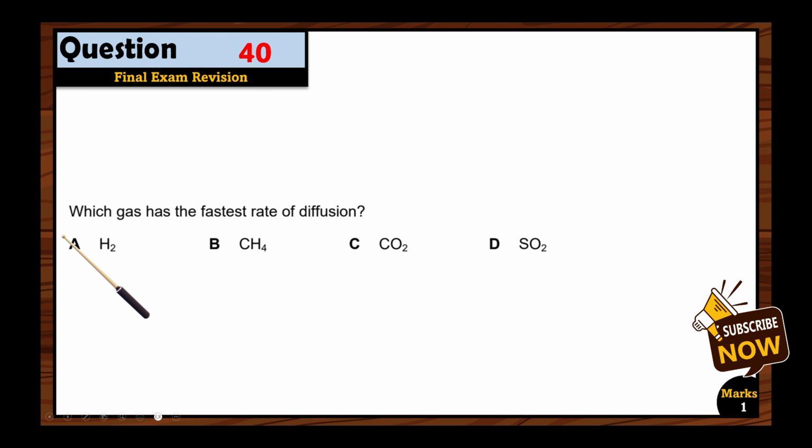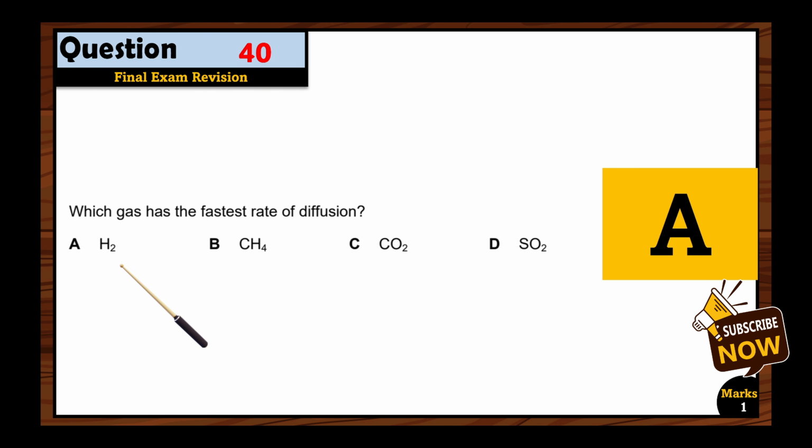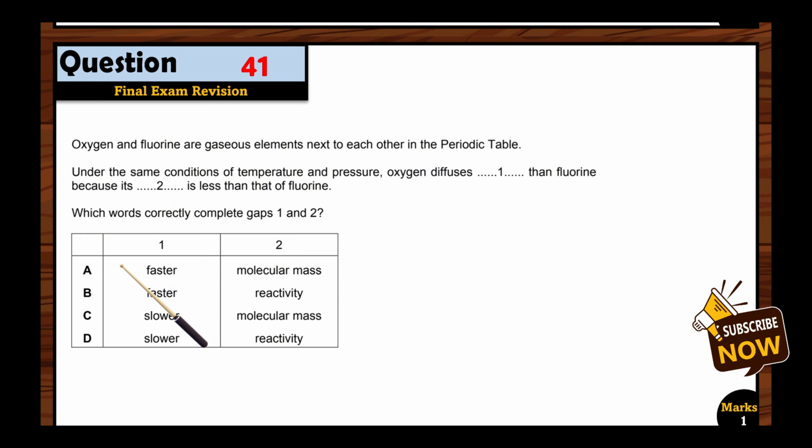Now let's see another question about diffusion. Which gas has the fastest rate of diffusion? These are now different. Okay, H2. This is simple because we know that hydrogen has the lowest molecular weight. So A is the correct option. You don't need to calculate it.